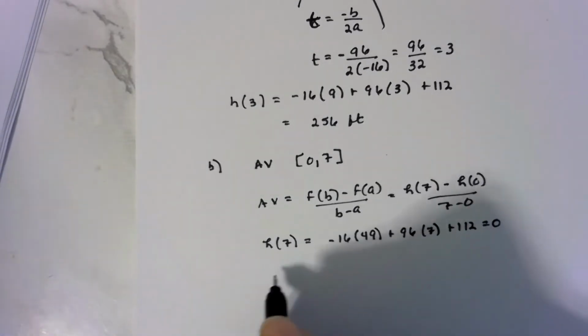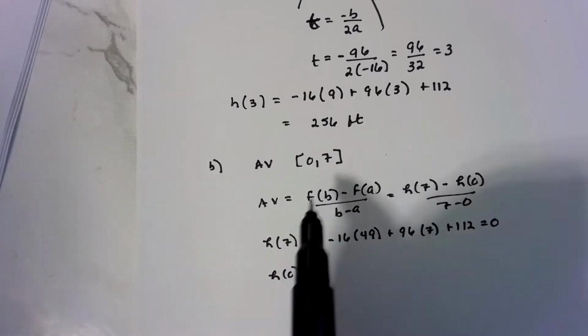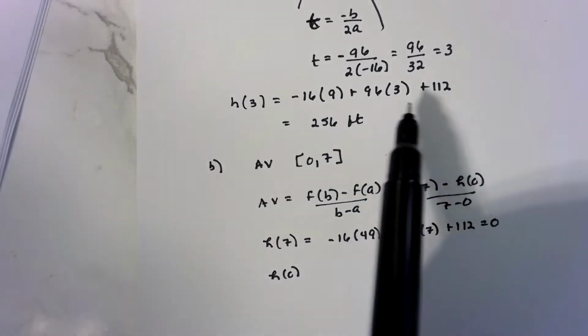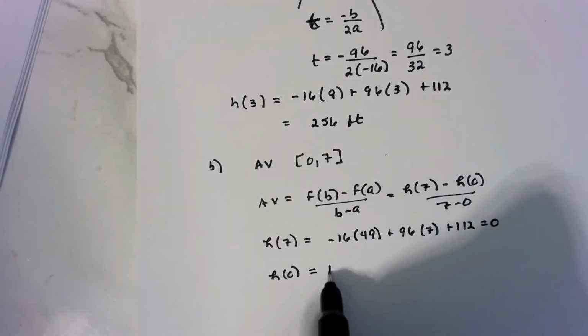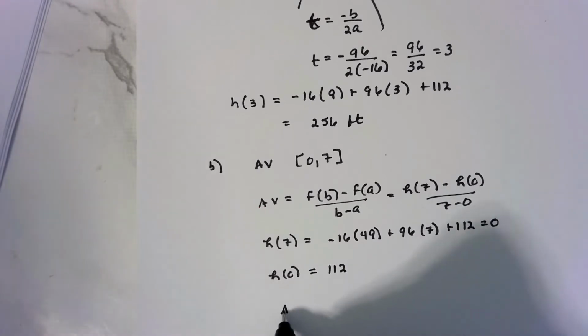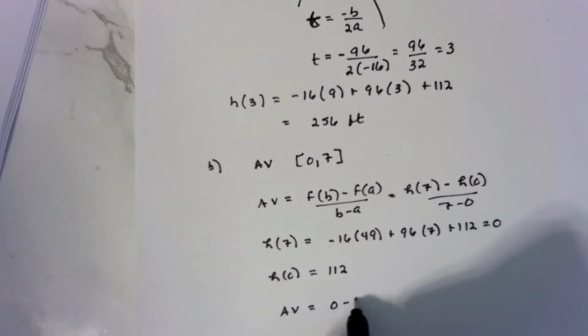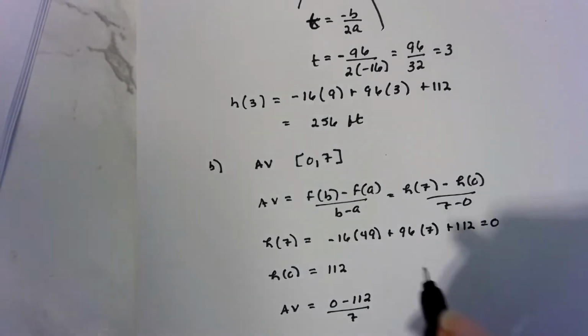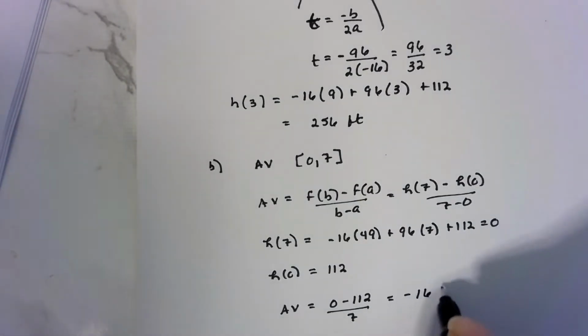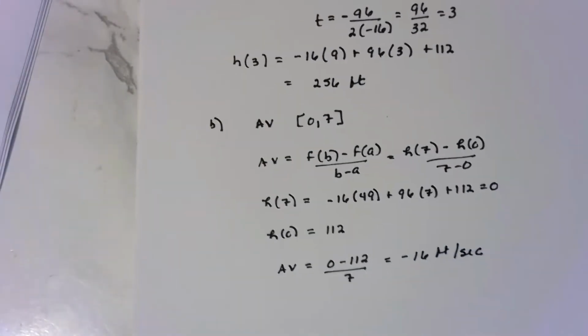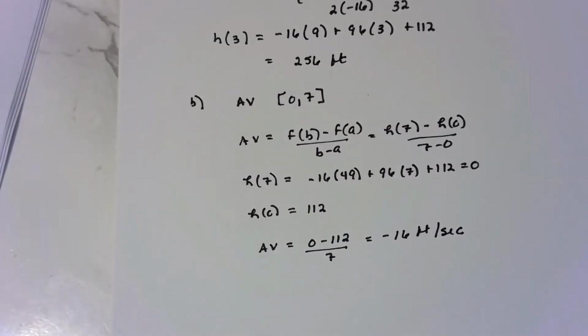And h of 0, well, that's easy. If I plug 0 into this function, I get 112. So the average velocity is equal to 0 minus 112 over 7. And that's going to give me negative 16 feet per second. Again, pretty simple. Not a whole heck of a lot to that.